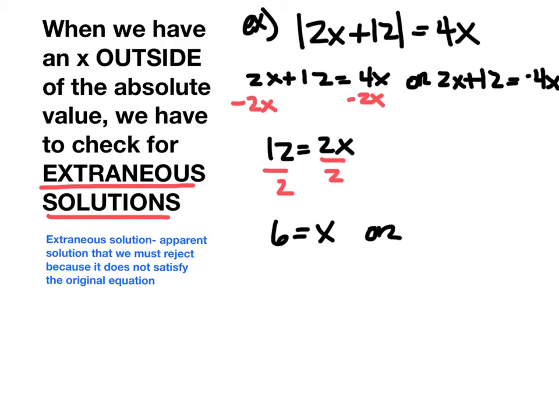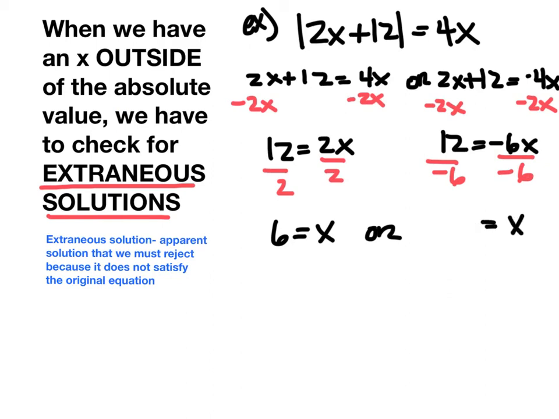Or I can subtract 2x from each side over here. 12 is equal to -6x. Divide by -6. And now I have x is equal to -2. So here are my two solutions, and I have to check to see if either of them are extraneous. It's not necessarily that one of them will be, but we have to check. And we check by plugging them back into the original.